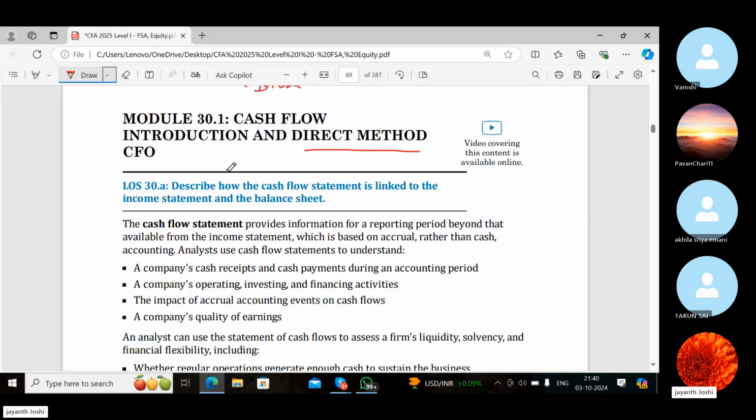Now, the first thing is to describe how the cash flow statement is linked to the income statement and balance sheet. All the transactions which happen in a business in the form of cash would definitely find a place in the cash flow statement. The cash flow statement works on the concept of receipts and payments, and we call this the cash basis. But the income statement works on the accrual basis.